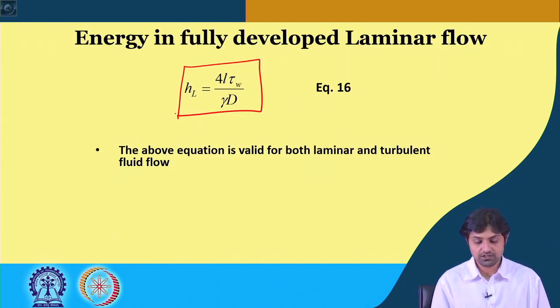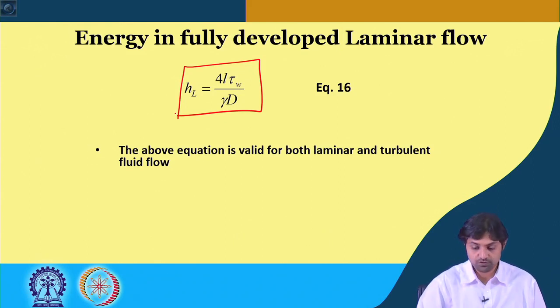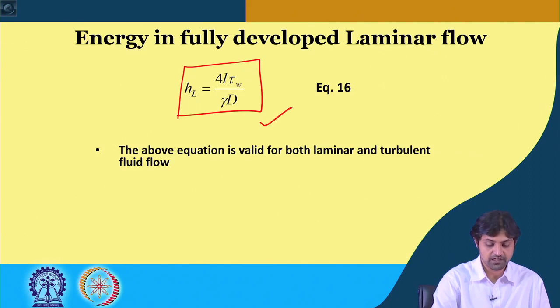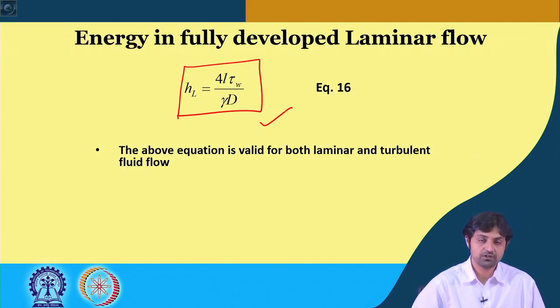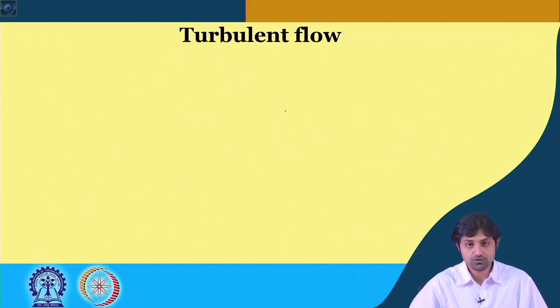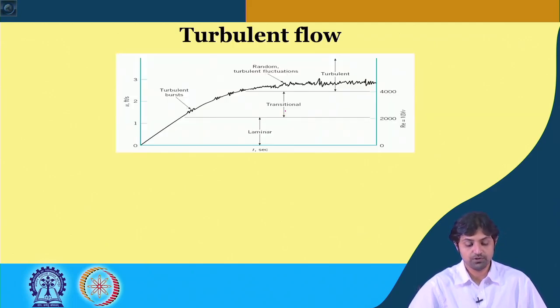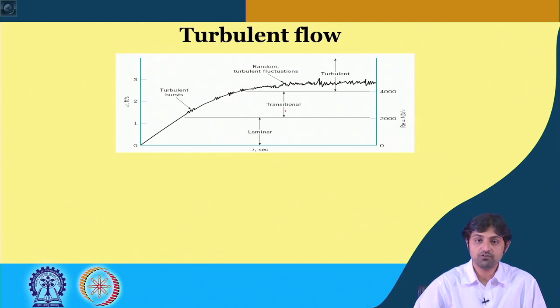So, with this we conclude this energy in fully developed laminar flow, and since this one is valid for turbulent flow, it covers energy in the turbulent flow as well. Now, we proceed to a broader topic called turbulent flow. Much of it we have already seen in a chapter called laminar and turbulent flow, but specifically for pipe flow we will go through it once again.